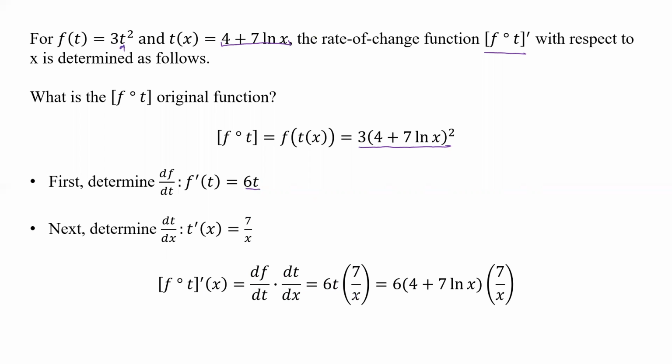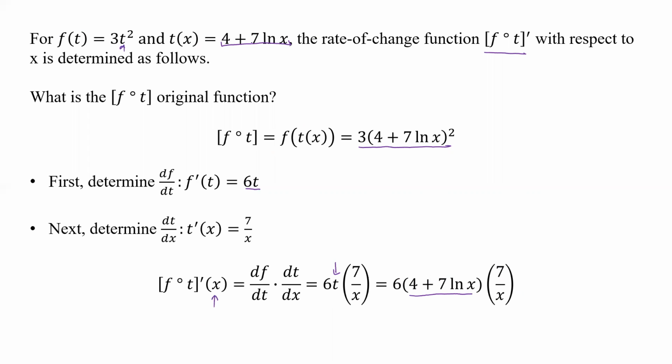But now you notice we don't have the same units here. So what we have to do is get everything in terms of that x. So we're going to replace t again with this, and we plug that in here. Now we have 6 times (4 plus 7 ln x) times 7 over x. And again, I'm just going to leave it as that. I'm not going to distribute or anything else. That way we can see where all the parts come from.